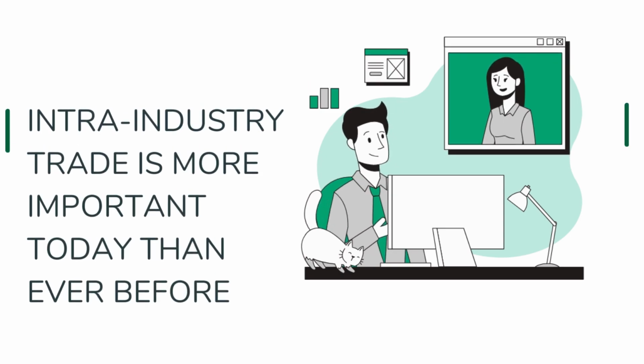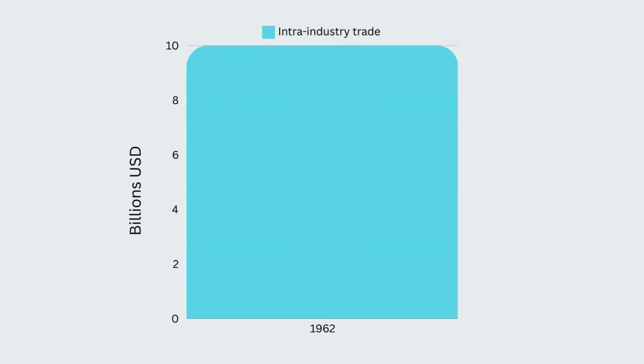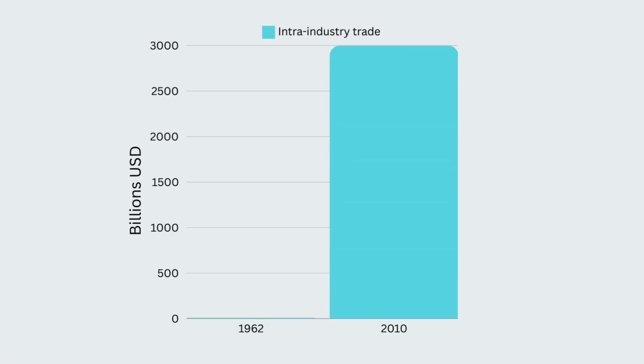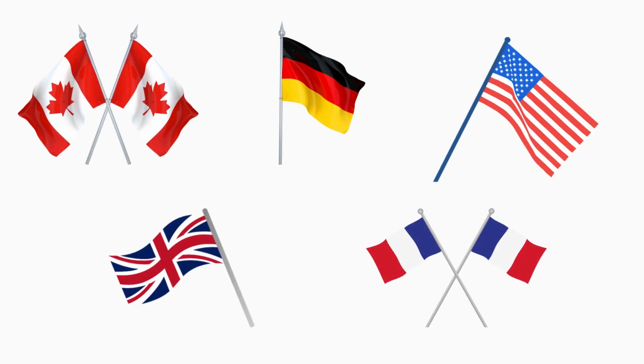Since 1962, intra-industry trade has become a larger share of global trade. According to one study, intra-industry trade increased from 10 billion US dollars in 1962 to more than 3 trillion US dollars in 2010. At the same time, inter-industry trade increased from 84 billion US dollars to more than 9 trillion US dollars. Most of the increase in intra-industry trade is driven by trade between high-income countries who are also the most important players in international politics.